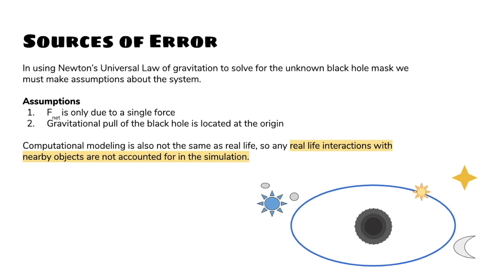We also assume in this experiment that the gravitational pull from the black hole is located at the black hole's origin. In reality, we don't know for sure if the gravitational pull is at the origin because we don't know the mass distribution or the mass composition of the black hole. Computational modeling is limited because it doesn't consider the infinite possibilities that exist in the universe.